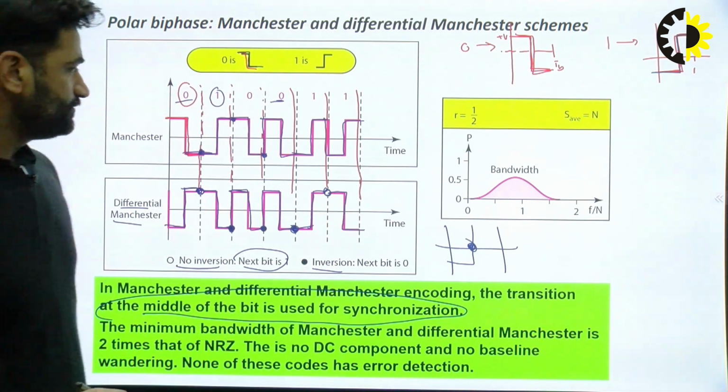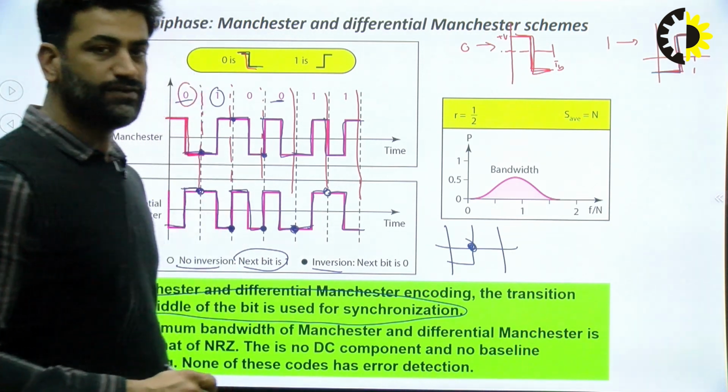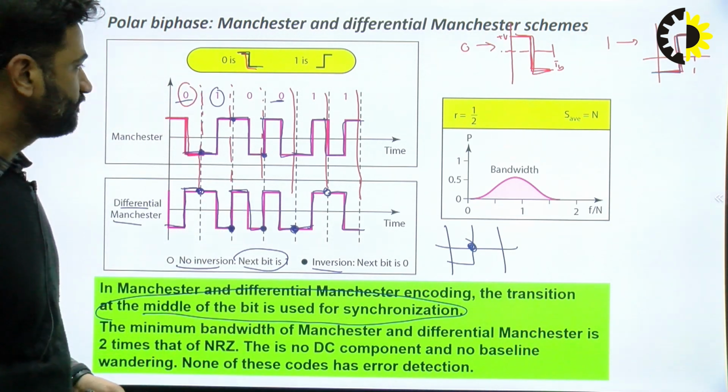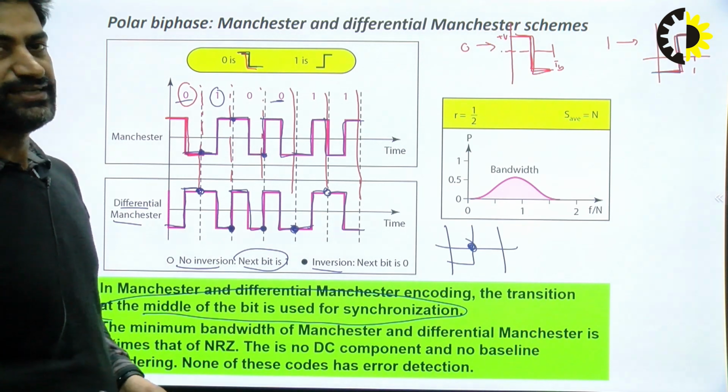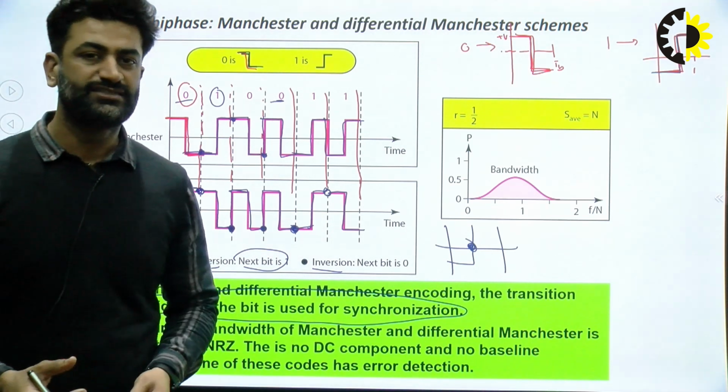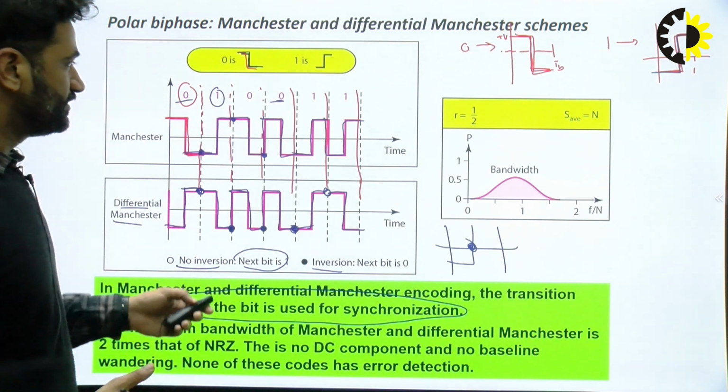So that's it for today's session. In today's session we have done different types of line code, the requirement of line code, and Manchester. In the next session we will do AMI, scrambling, and different types of line coding.